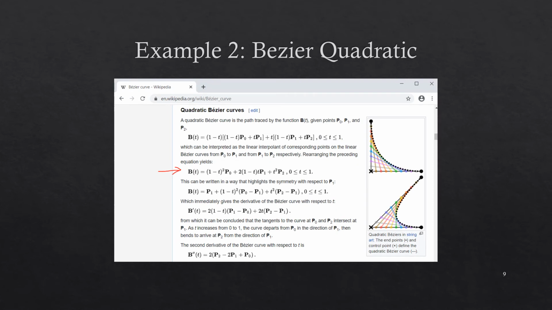I'm just going to show a second example, and this is going to be what's called a Bezier Quadratic. So it's shown down there in the formula. B of t is equal to 1 minus t squared times some p0 plus 2 times 1 minus t times p1 plus t squared times p2, and this is on a range from 0 to 1. So t is the variable, and p0, p1, and p2 are the parameters.